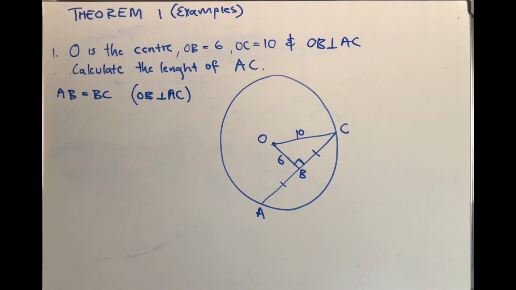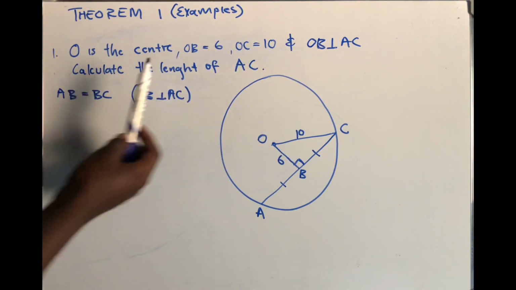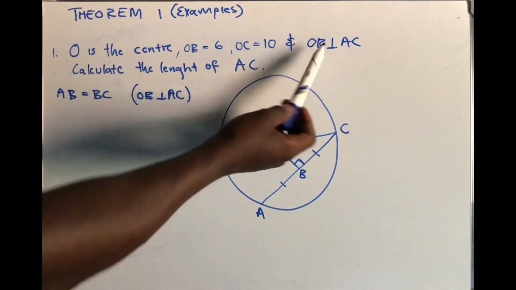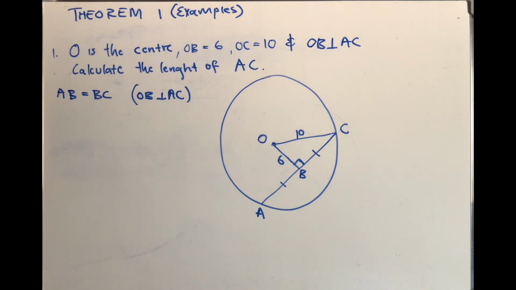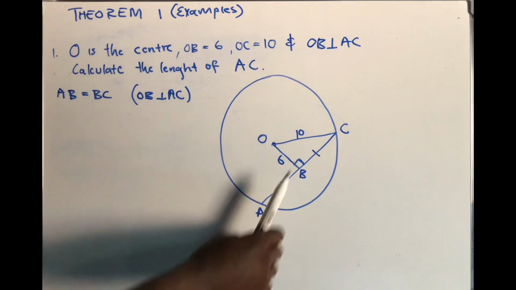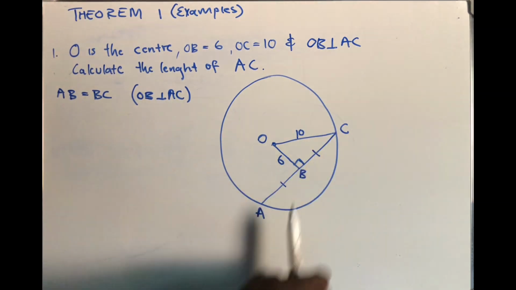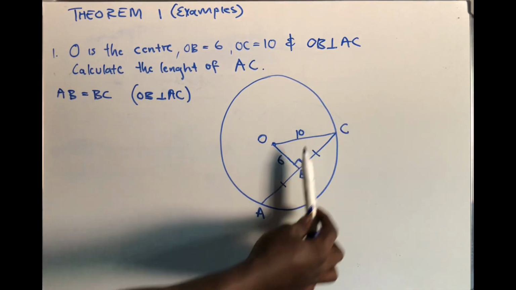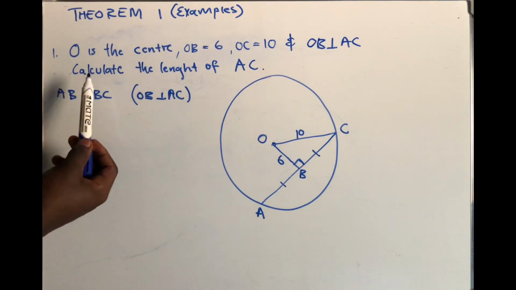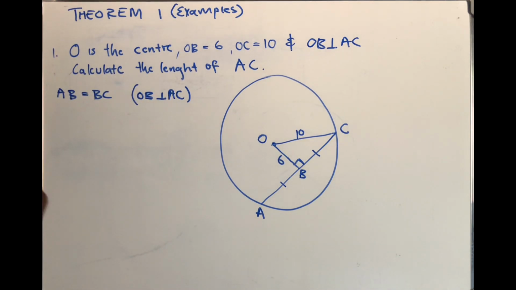Now, it's important that when you are given data, a statement like this, you first analyze the statement before going to the question. Just like here, they gave you that OB is perpendicular to AC. You have to look at what that statement has to give you. In this case, this statement gives us that AB is equal to BC, or you can say CB. Now let's get into the question. The question says calculate the length of AC.